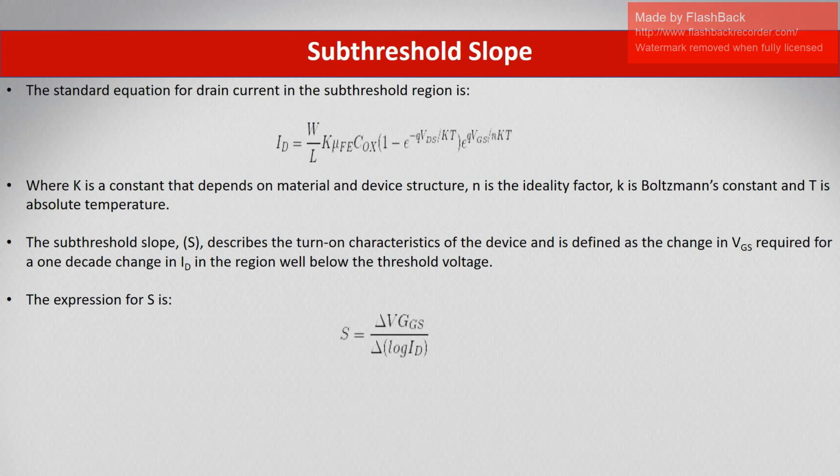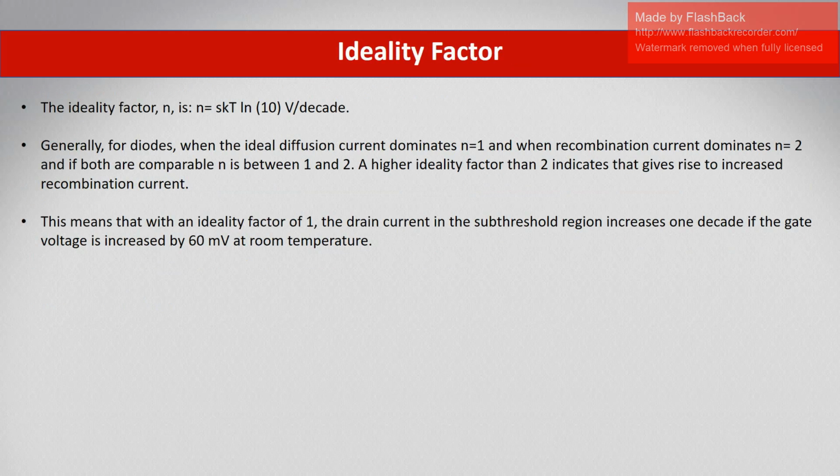Subthreshold slope. The subthreshold slope describes the turn-on characteristics of the device and is defined as the change in VGS required for a 1 decade change in the ID, in the region well above the threshold voltage, and it is calculated by the following expression. Ideality factor N is calculated as S multiplied by kT ln of 10.